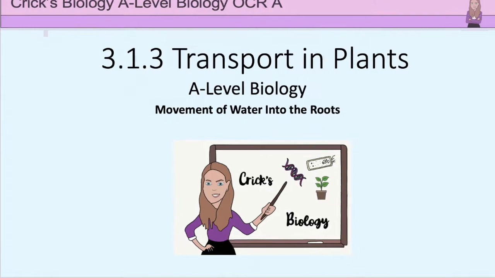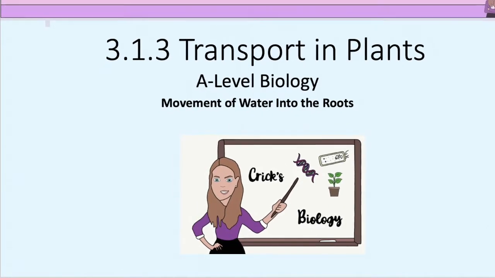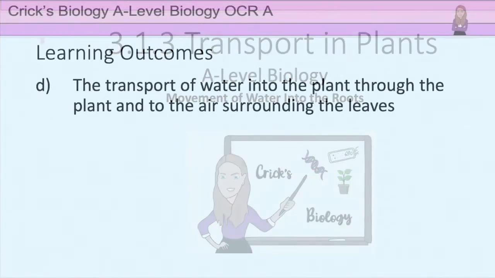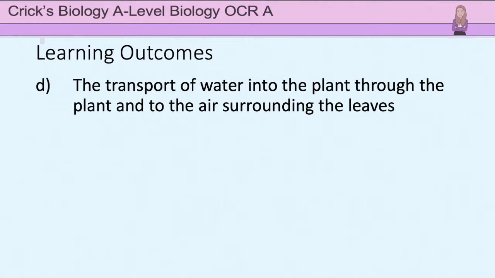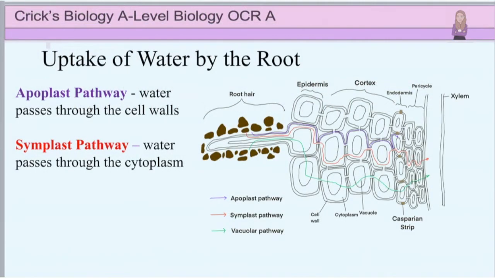Welcome to my lesson on transporting plants, the movement of water into roots. In this lesson, we are going to look at the transport of water into the plant through the roots using the apoplast and symplast pathway. We've now looked at transpiration, but how does water enter the root? Water moves into the root down a water potential gradient by osmosis, so this is a passive process.